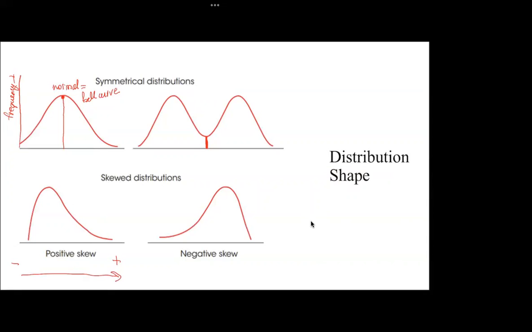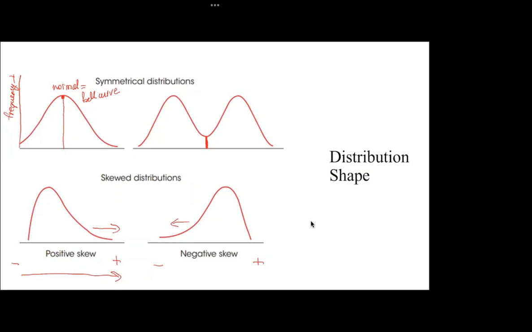So if the tail of the distribution is pointing to the positive direction, it is a positively skewed distribution. If the tail of the distribution is pointing to the negative direction, it is a negatively skewed distribution. So you always follow the tail. Whenever you're confused, just look where the tail is pointing. If it's in a positive direction, it's a positive skew.